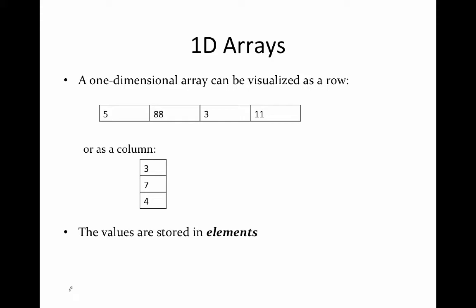So a one-dimensional array, again, can be visualized as a row. So here's an example of a row that has 4 different numbers in it, stored in the 4 elements of the array. Or we can visualize it as a column. In this case, we have a column that has 3 elements in the array.